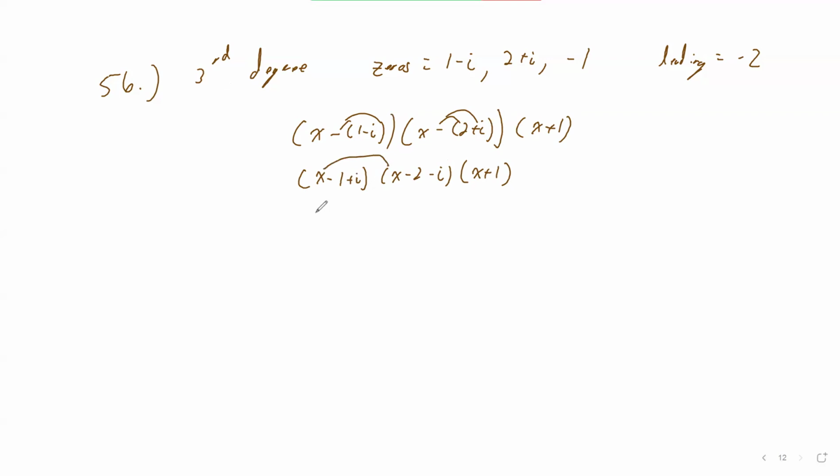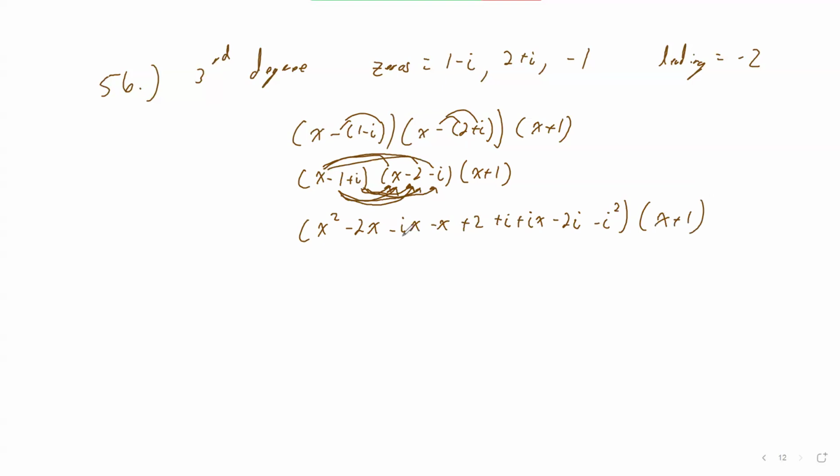I'm going to go x times x, which is x squared. x times -2 is -2x. x times -i is -ix. -1 times x is -x. -1 times -2 is positive 2. -1 times -i is positive i. i times x is ix. i times -2 is -2i. And then i times -i is -i squared. So definitely let's clean this up. So -ix and ix will cancel.